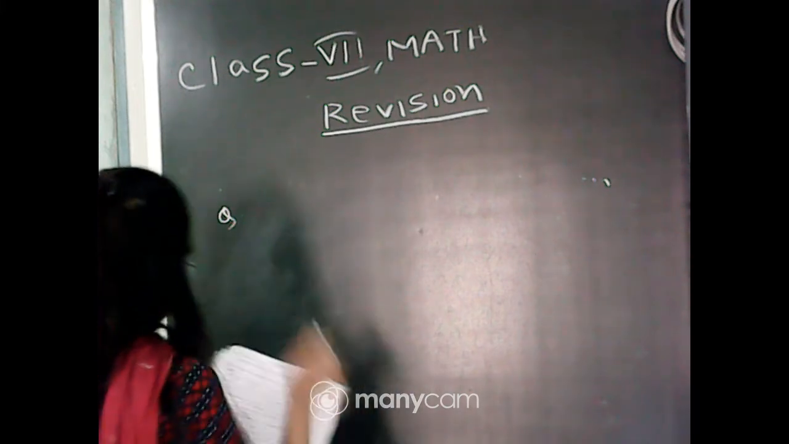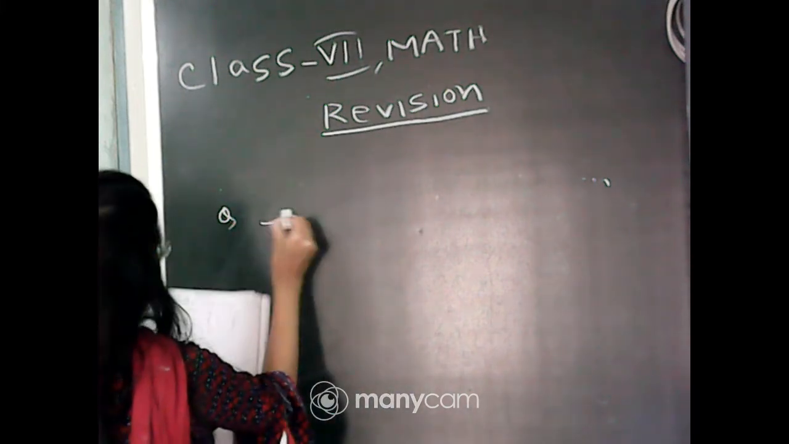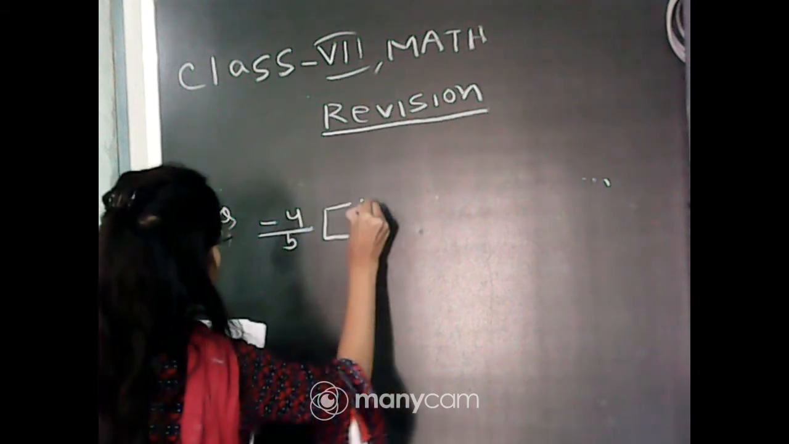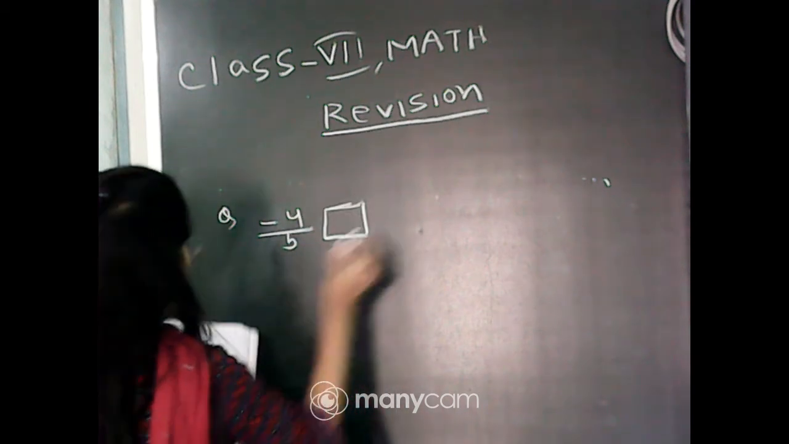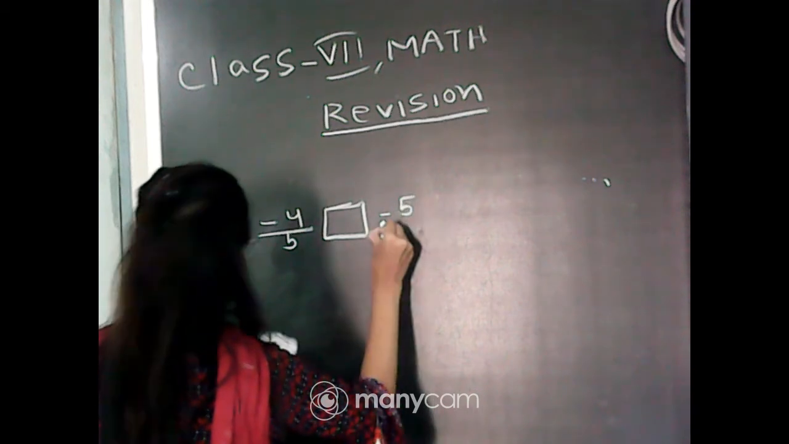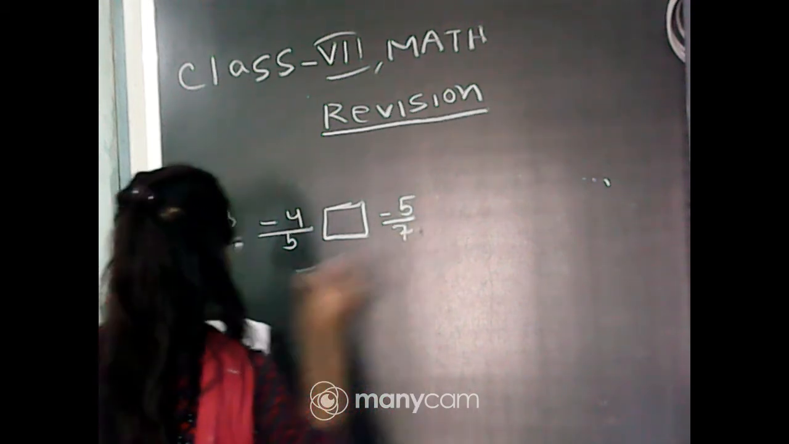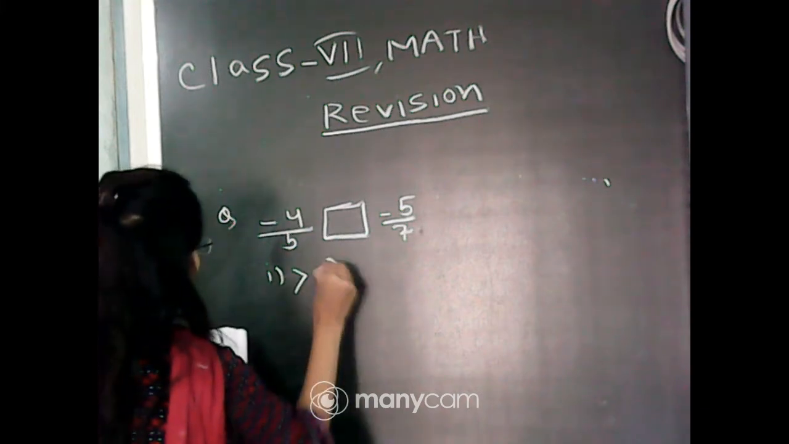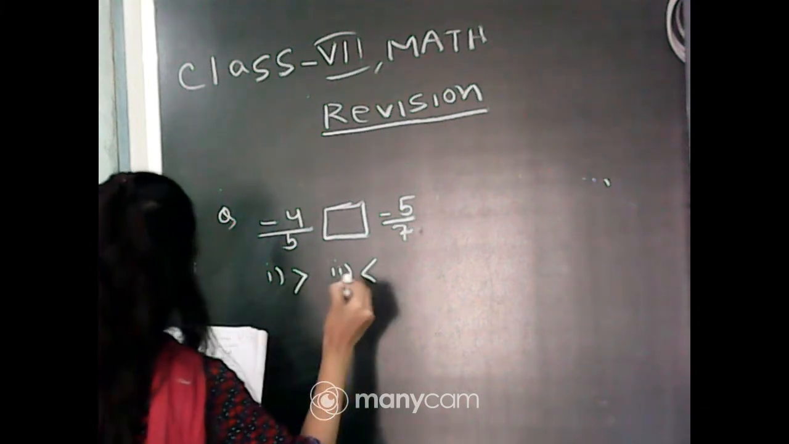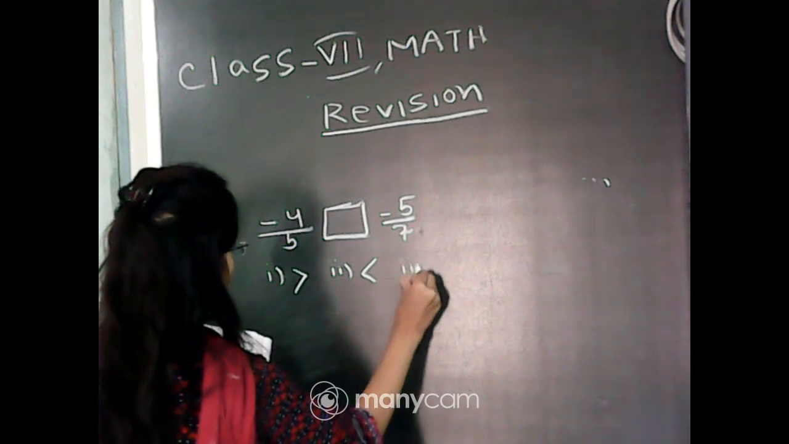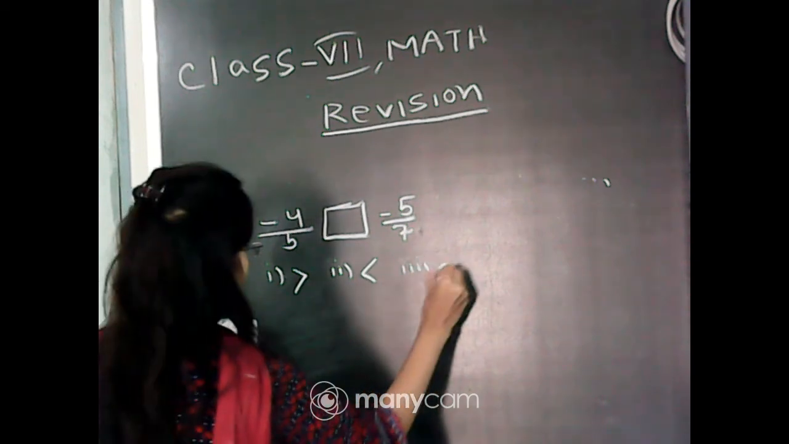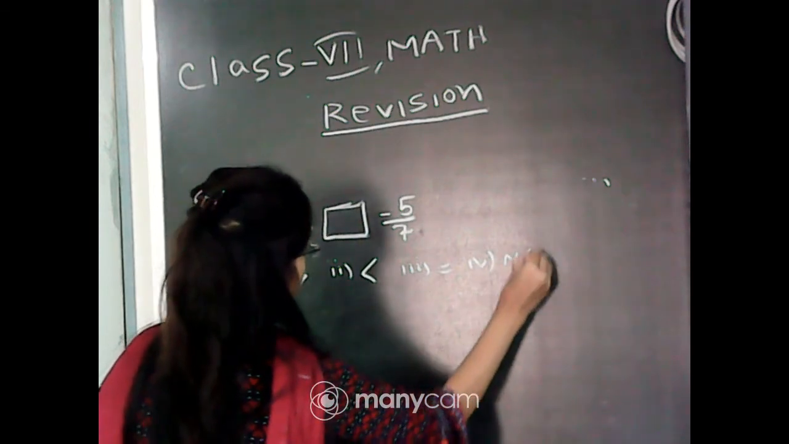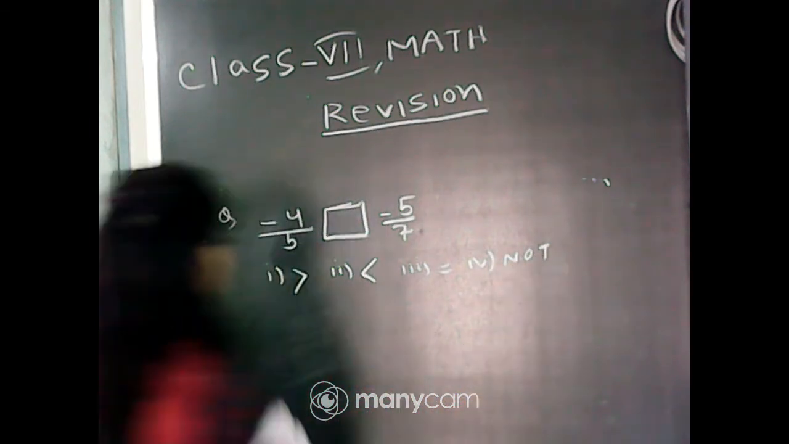Next question is, put the right sign in the box. Option 1 is greater than, option 2 is less than, option 3 is equal to, and option 4 is none of this. Okay.